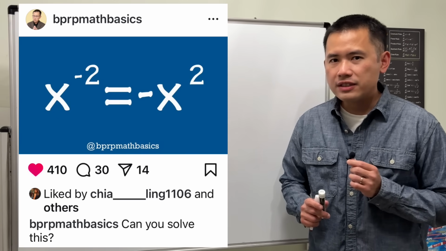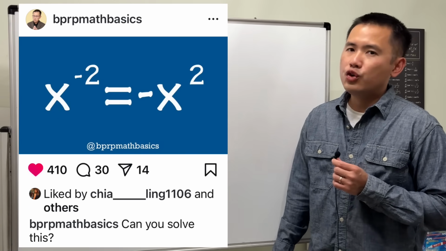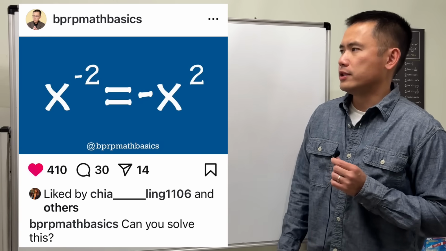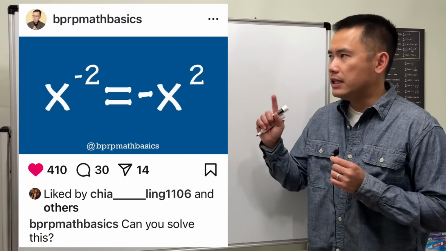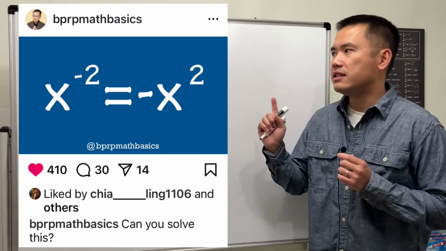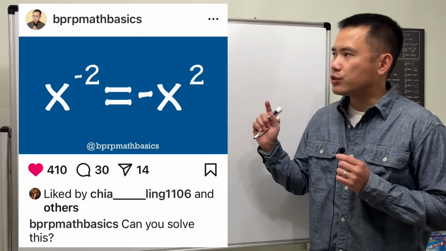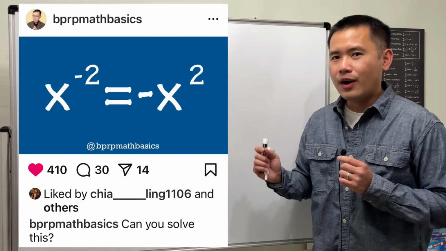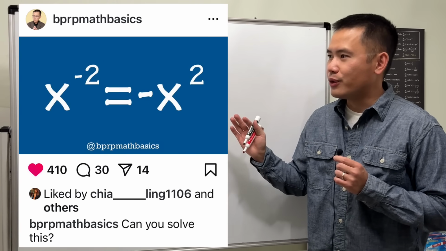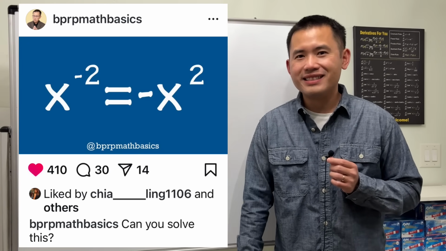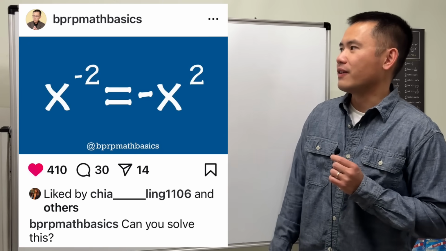I know when many of you first saw my Instagram post right here, you might be thinking, this is not always right. Well, this is not an identity, but it's an equation, meaning that it's true for some x values. However, this equation is only true with some complex numbers. So today, let me show you how we can find that.